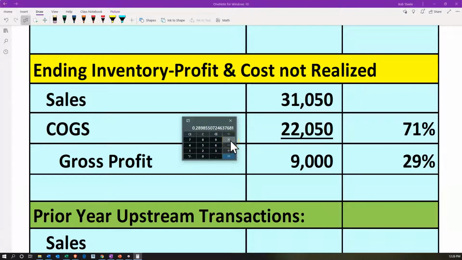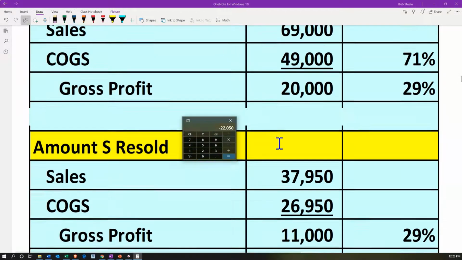So I could say then, here's my rounded percentage. I'm going to take this times the 31,050, and that's going to be the 9,000. So there's the 9,000. Then we can back into the cost of goods sold, taking that 31,050 minus the 9,000, which is the 22,050. So now we have the ending amounts, and we have the beginning amounts.